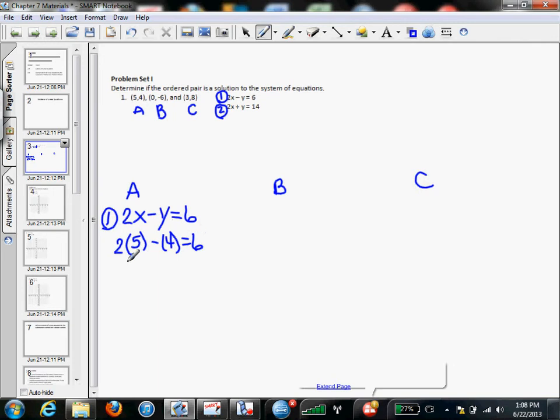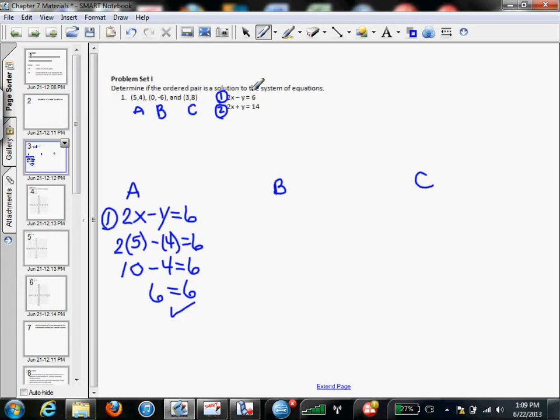Okay, we'll solve this one. 2 times 5 is 10, minus 4 is 6. So 10 minus 4 is 6. So that 6 equals 6. That is a true answer. 6 does equal 6. So that means that A is a solution to the equation 2x minus y equals 6.